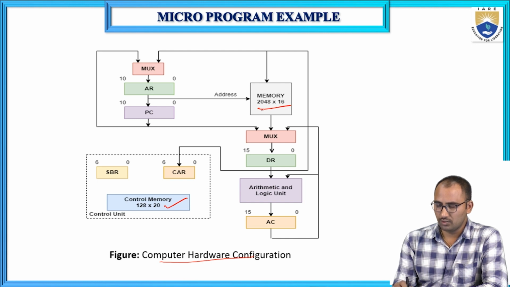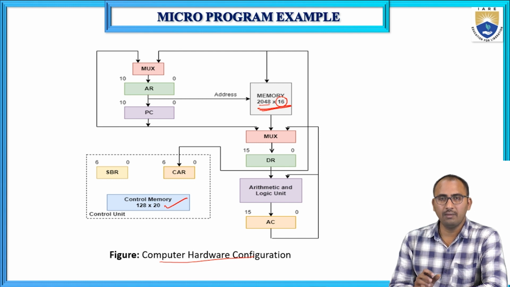See here, this is the main memory. What is the main memory size? It is 2 kilobytes. 2 kilobytes means 2048 bytes. And the size of the memory word is 16 bit. That means in every memory location we can store 16 bits of information. So that is the meaning of this 16.